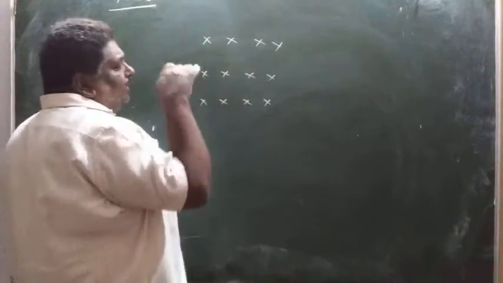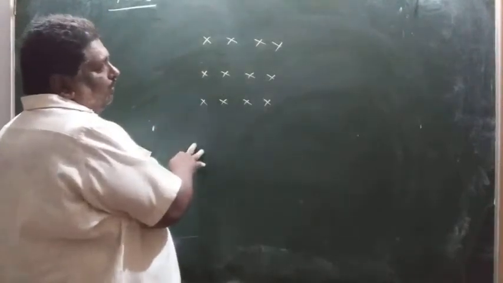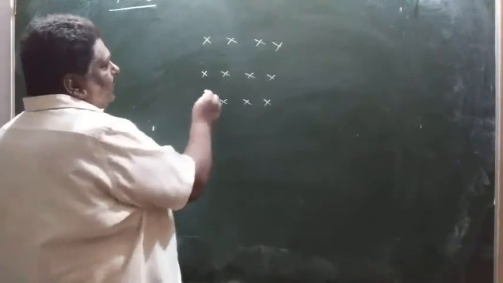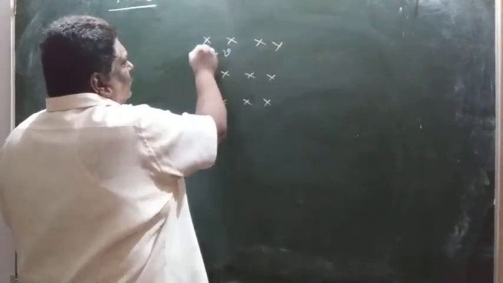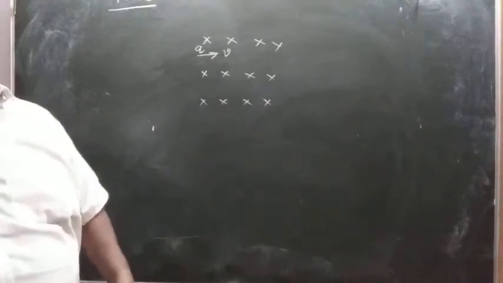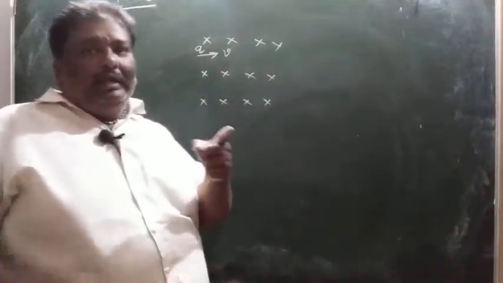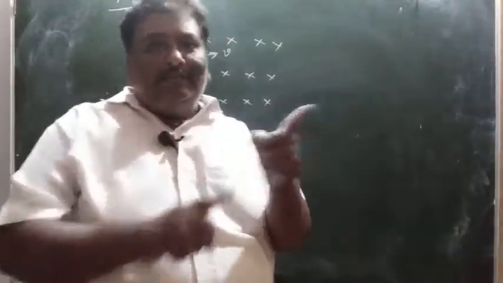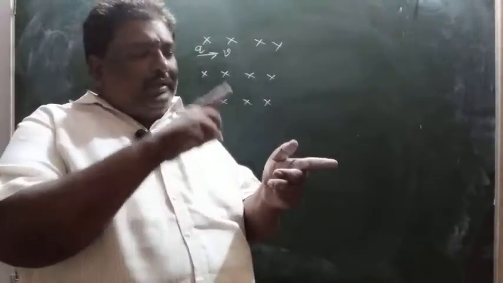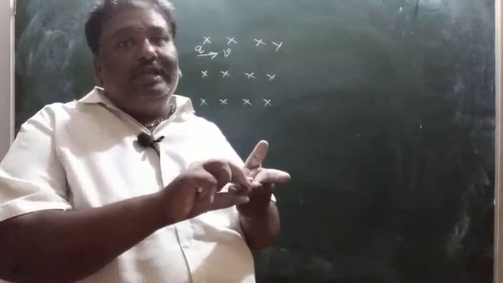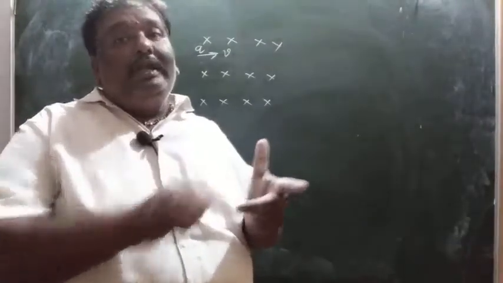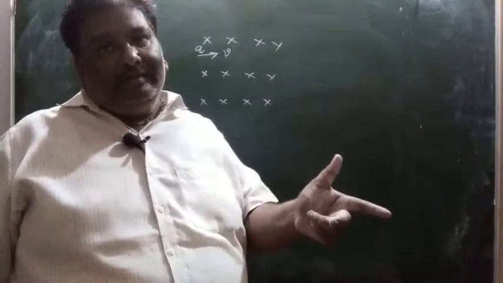Crosses means going into the board. Here one charged particle Q enters with velocity v. According to Fleming's left hand rule, in the forefinger direction magnetic field is present. In the middle finger direction charged particle is, that is positive charge is flowing. In the thumb direction force is generated.